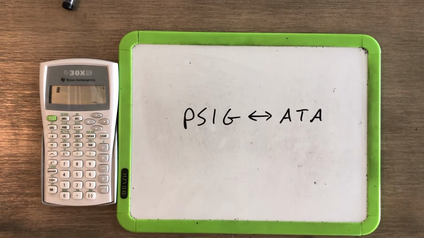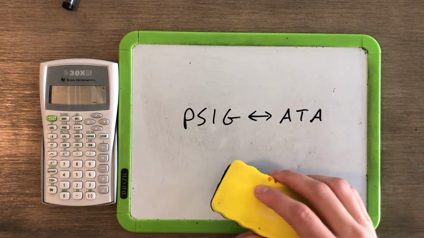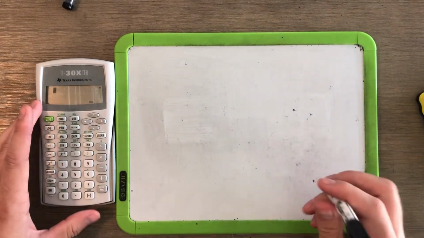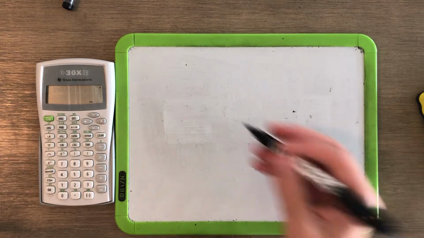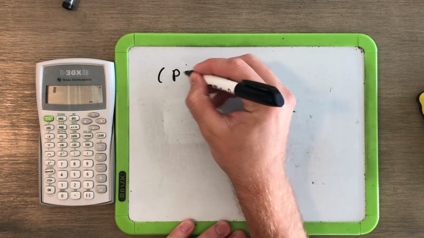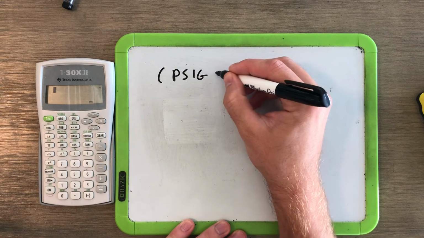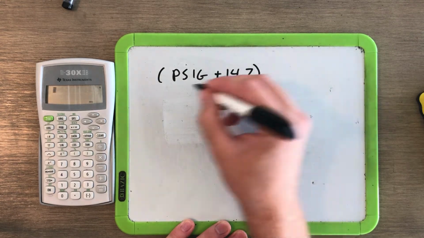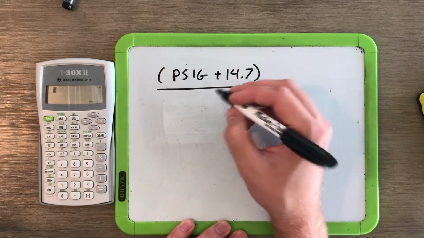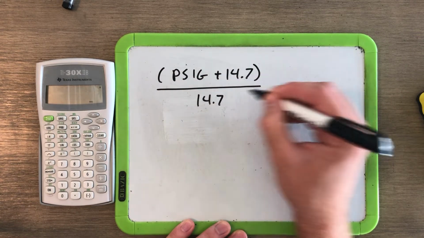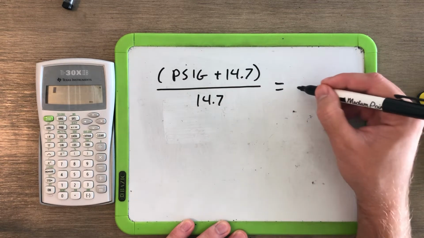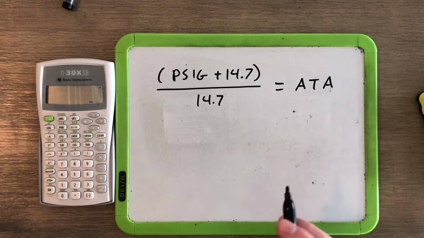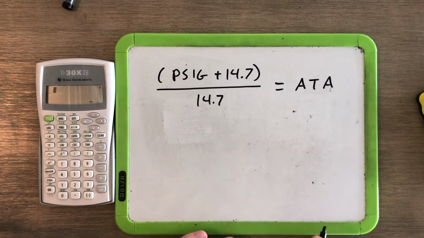Now we're going to talk about PSIG to ATAs and then vice versa. We'll start first by doing PSIG to ATAs. So the equation for that is you're going to take your PSIG and you're going to add 14.7. And you're going to divide that by 14.7, and that's going to be your ATA. You're going to carry your decimal point over 2 points as well for your final answer on this equation.